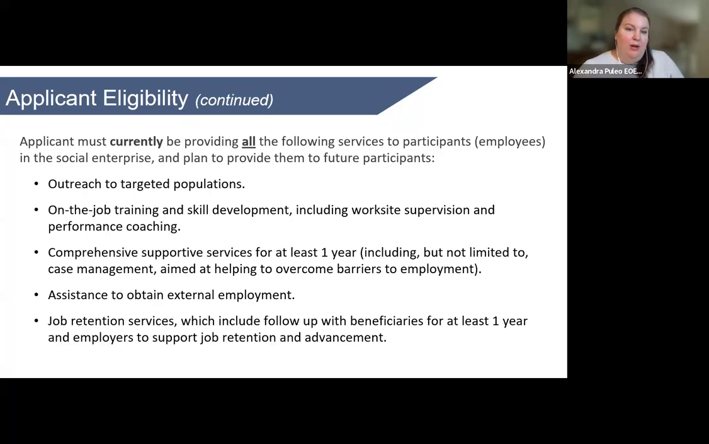And last but not least, job retention services, including following up with folks for at least 1 year afterwards and following up with their employers to support job retention and advancement. So wherever they go from here, you have a relationship with their employer. You are going to continue to work with them to make sure that they're making a successful transition from a more supportive workplace into maybe a more traditional workplace.